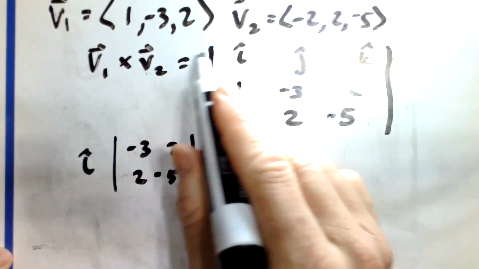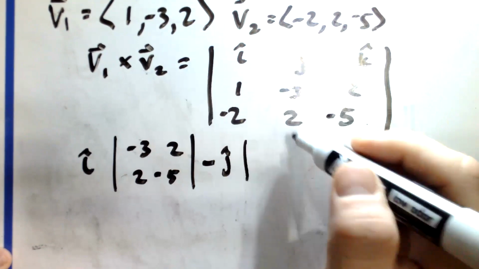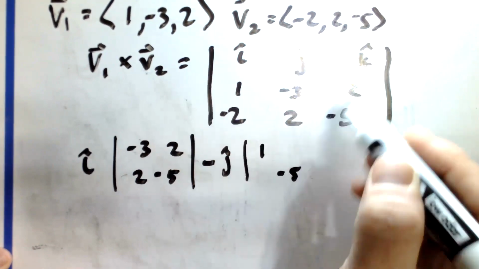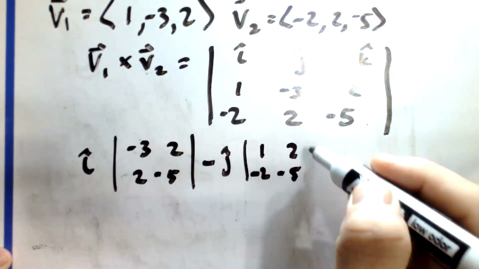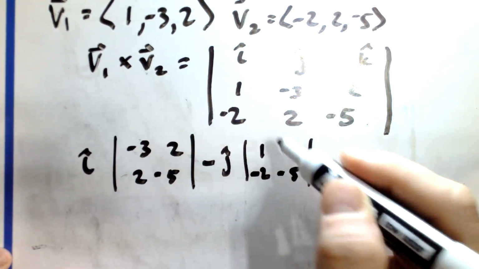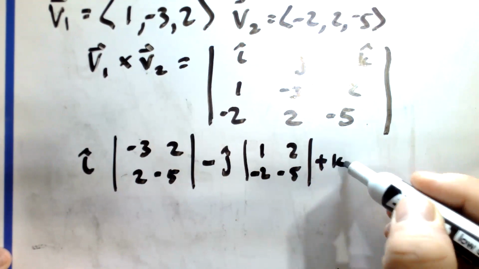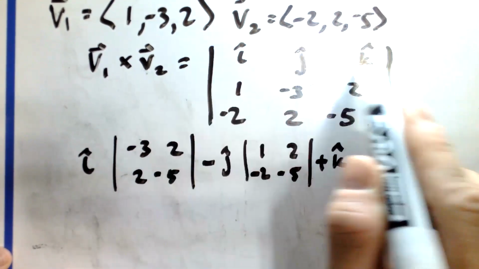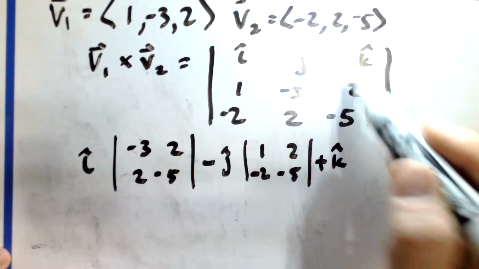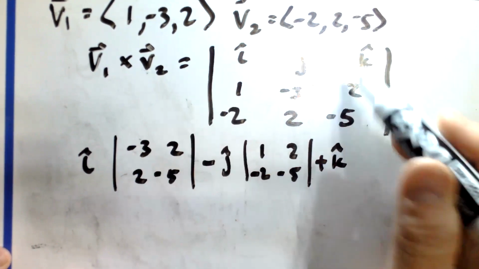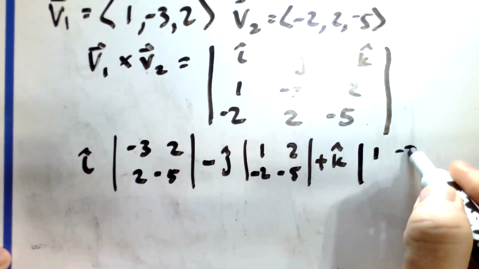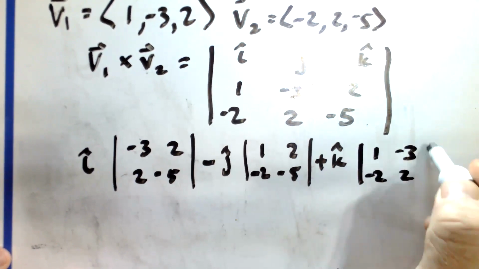And then, so if I close out the first row again, and this second column here, I have 1 and negative 5, then 2 and negative 2 is that. And then switching signs again, K hat along the first row. Again, I'm holding this first row constant, and I'm holding this third column here constant. And so I have this little submatrix here, 1, negative 3, negative 2, 2.